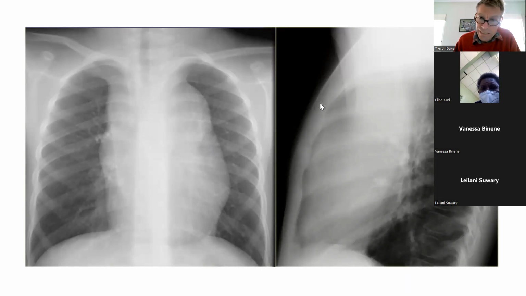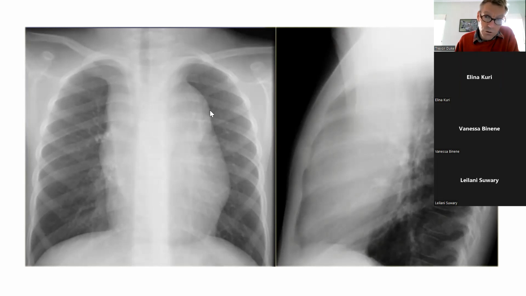And you can see it's filling in what's normally the retrosternal airspace, which is completely filled in by the mass. Usually you can see aeration of this area here, just like at the back, but it's being filled up by this mass. But you can tell this is probably a mass of thymic origin. And if you see an older child with a swelling like this, it's almost certainly T-cell ALL.